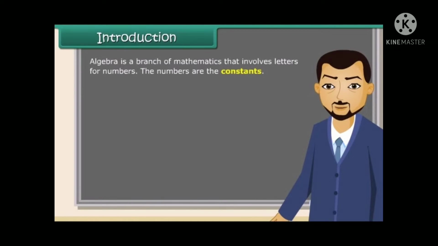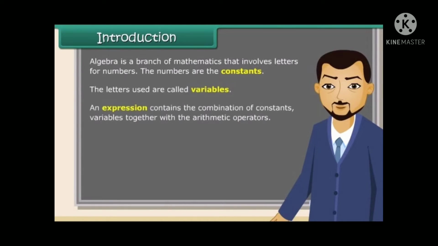Algebra is a branch of mathematics that involves letters for numbers. The numbers are the constants. The letters used are called variables. An expression contains the combination of constants, variables together with the arithmetic operators.